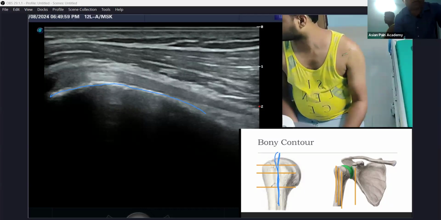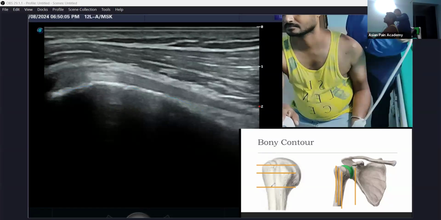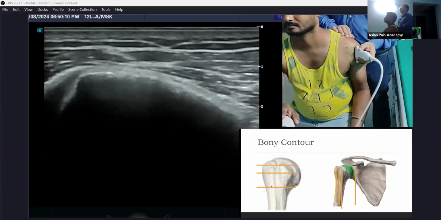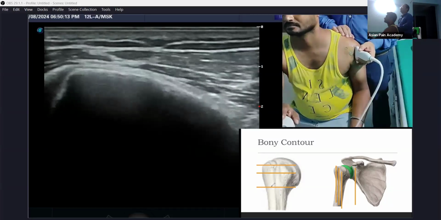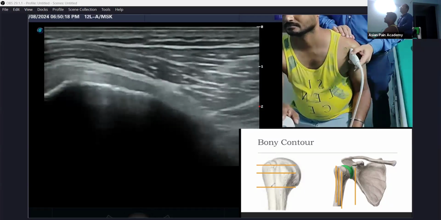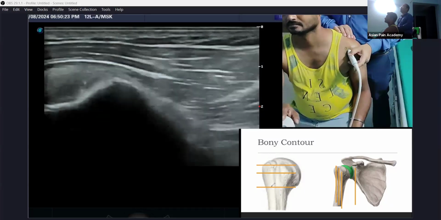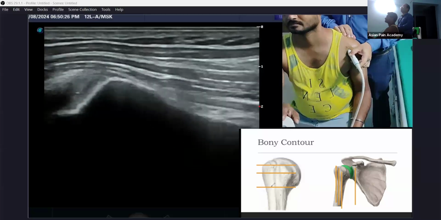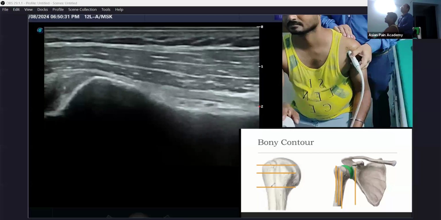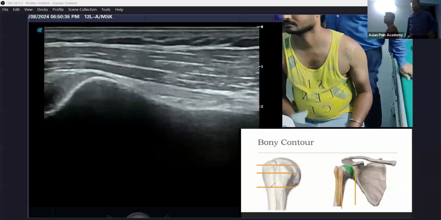Now I will go to the lesser tuberosity area. So just remember the shapes. Just by seeing the shape, you can actually say which one is greater and which one is lesser. So this is the greater tuberosity. This is the groove. Now I am going to the lesser tuberosity. So this is the lesser tuberosity.